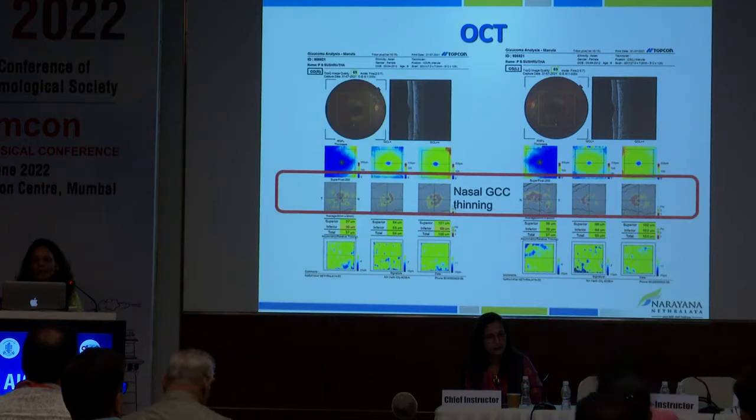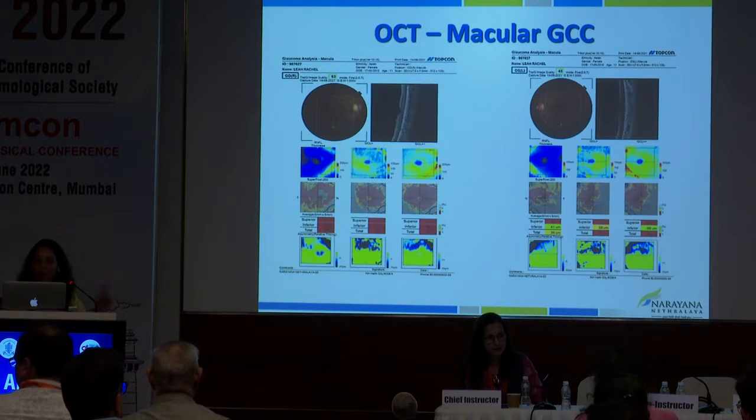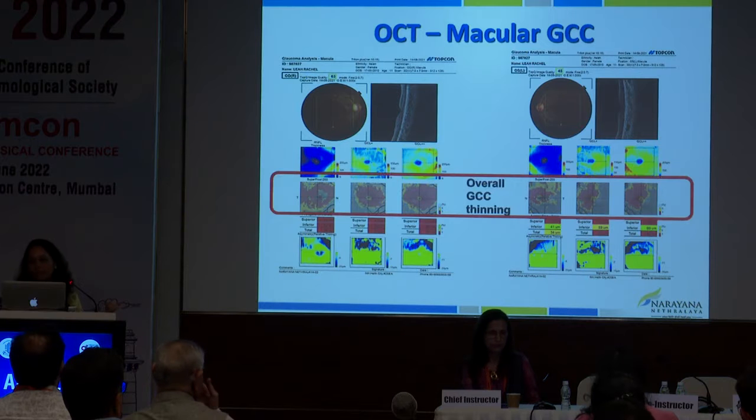And this nasal GCC thinning is helpful. But in a patient like this, where there is overall RNFL thinning, which is significant, and there is a significant loss of the entire macular GCC, we know this is a long-standing compression. You need to go ahead with surgery to at least salvage whatever is left. But in the initial case you saw, if you had operated earlier on the pituitary adenoma, you can get back the visual fields completely. They reverse. But in a situation like this, it will not reverse completely. So it's always good to detect, do the visual fields, and correlate with your GCC.